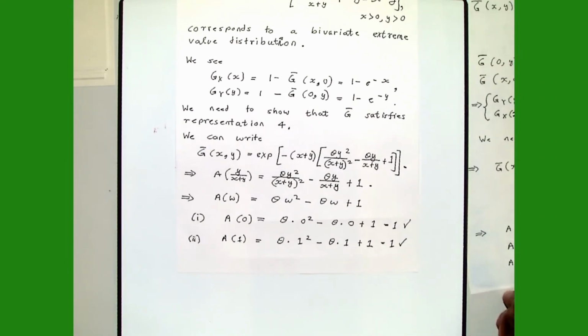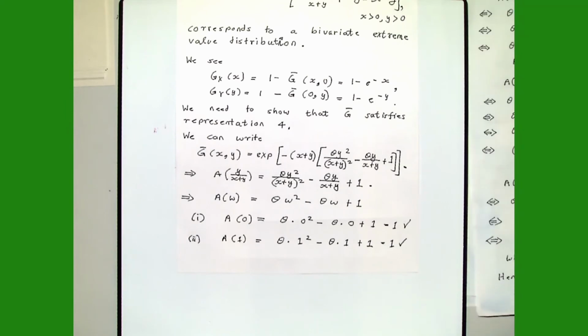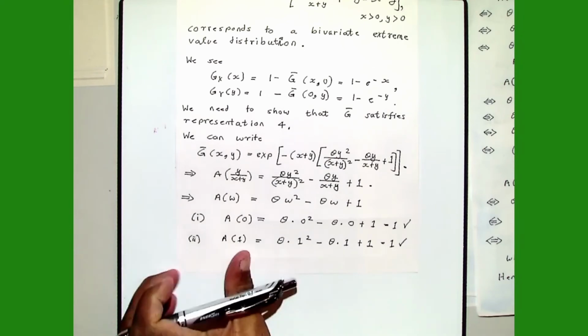Now, for the next condition, we need to show that A of w is between the max of w and 1 minus w, and 1. Let me show you how to do that.